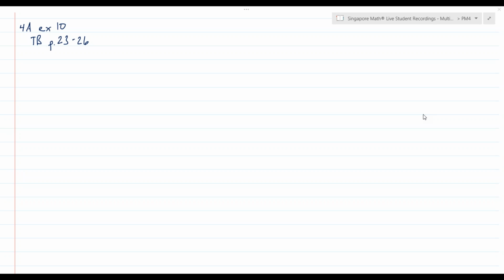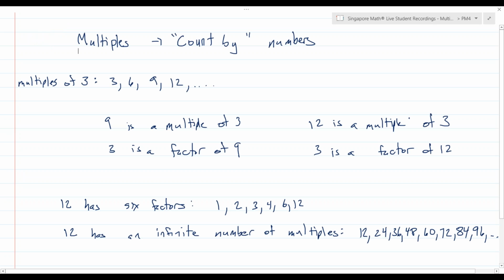Today we're going to talk about Workbook 4A, Exercise 10. In the textbook, it's pages 23 through 26. There's a lot of words to say today because we're going to learn another new word to go with everything.